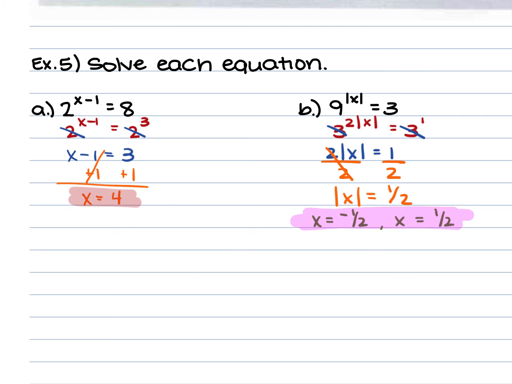Remember, with these, absolute value can never be negative. So whenever you take the absolute value of something, you will always get a positive answer. If by any chance you are left with the absolute value of x is equal to a negative number, it would automatically just be no solution.